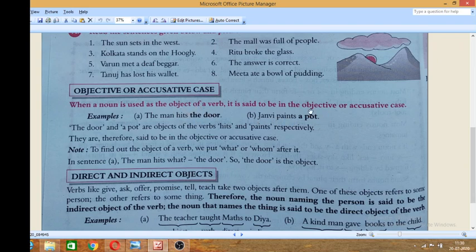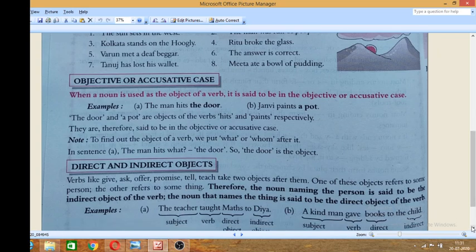Janavi paints a pot. Janavi paints what? A pot. So here the pot has been used as objective or accusative case. The door and pot are objects of the verbs hits and paints respectively. The door is the object of the verb hits. The pot is the object of the verb paints. So these are all in accusative case. The man hits what? The answer is the door, so the door is the object. We know these things. Now come to the direct and indirect objects.